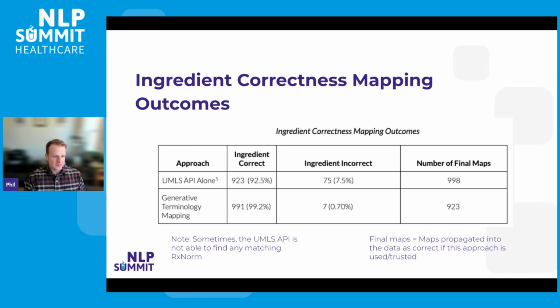It's important also to note that on this slide, the final maps are those that would be propagated into the data. So you can see that this approach would result, out of roughly 1,000 that we put in, 923 would make it into the data.